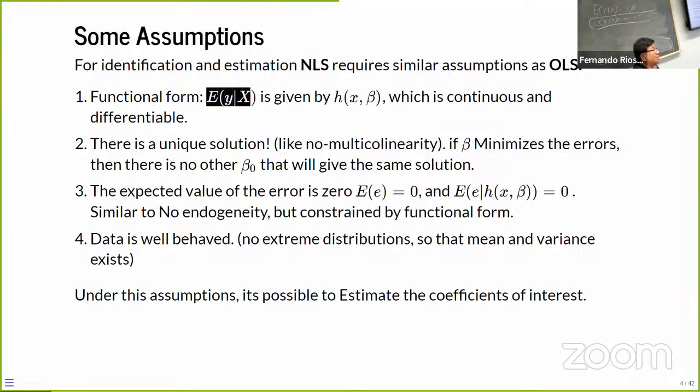Second, there is a unique solution. So this is going to be an assumption similar to the multicollinearity one. It basically says that if you find a beta that minimizes the errors, so you find a solution for that model, there is no other beta combination that will give you the same solution unless all the betas are the same. Now, how does this differ from the multicollinearity problem?